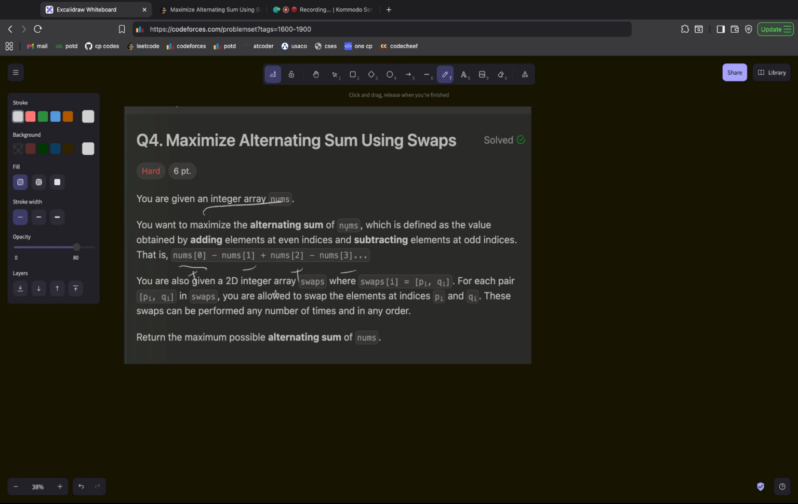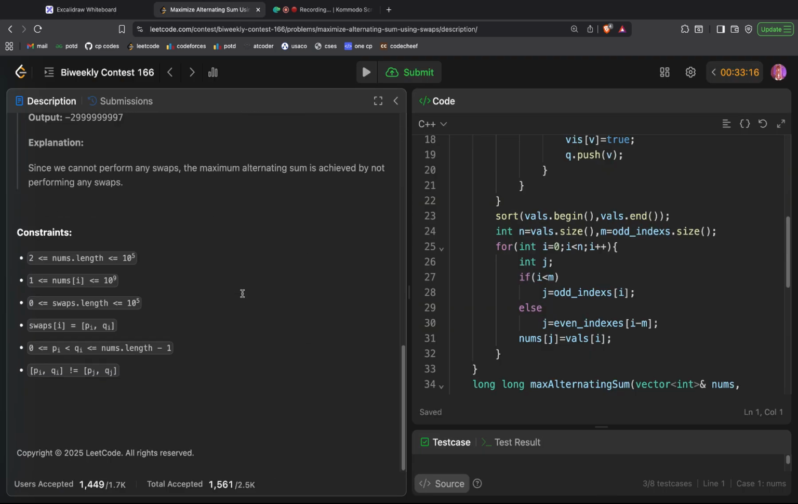Right. So you are given a 2D integer array swaps where swaps[i] equals pi, qi. For each pair pi, qi in swaps, you are allowed to swap the elements at indexes pi and qi. These swaps can be performed any number of times and in any order. Return the maximum possible alternating sum. So maximum possible alternating sum. We can go with the questions as well.